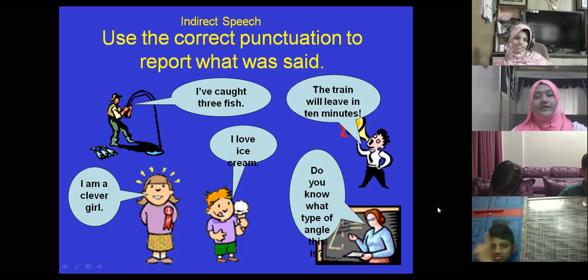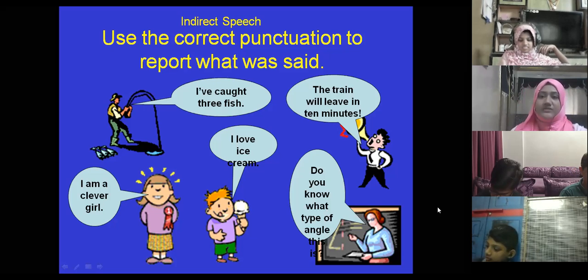Okay, that's correct. Yes, Amina, go ahead. The teacher asked if the children knew what type of angle this was. Very good. The teacher asked if the children knew what type of angle this was. Anybody else?